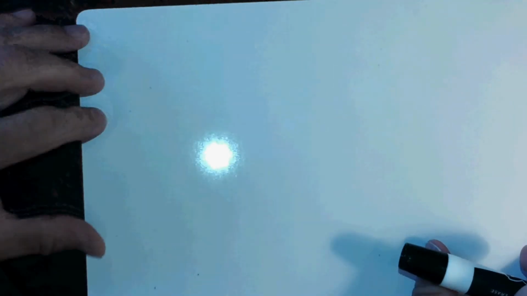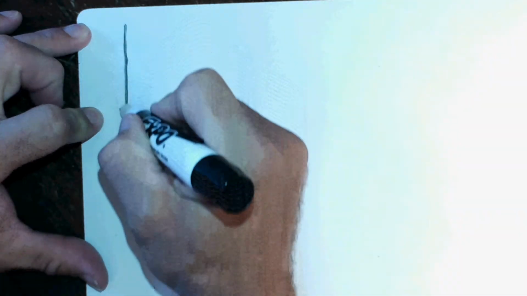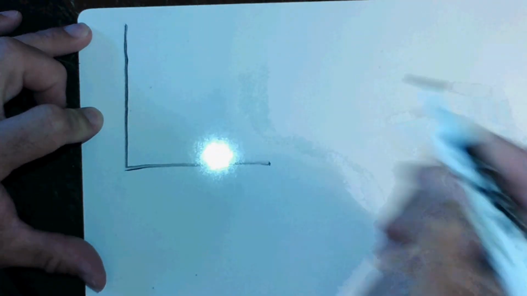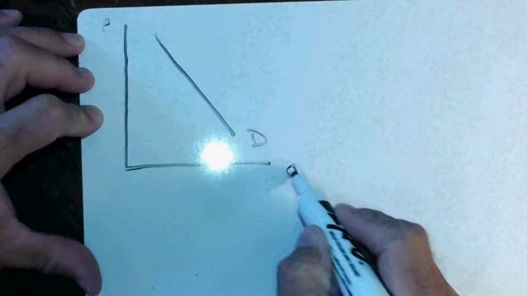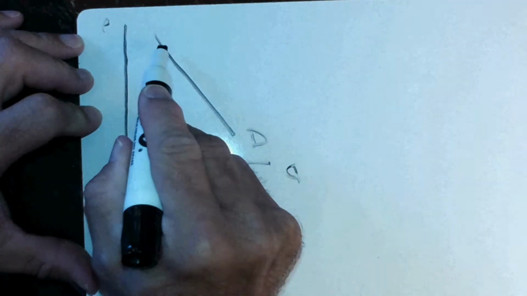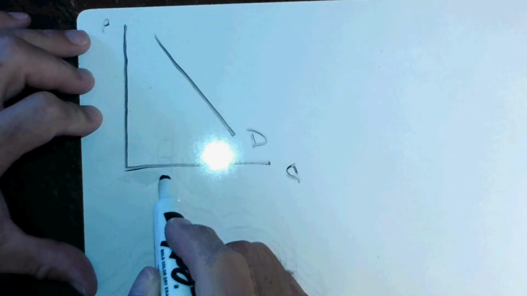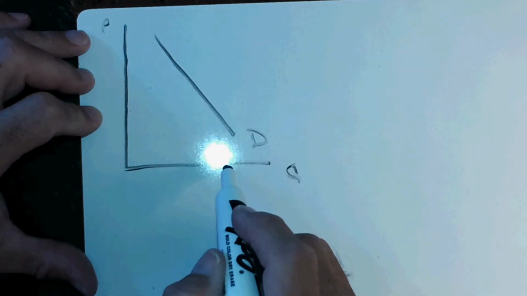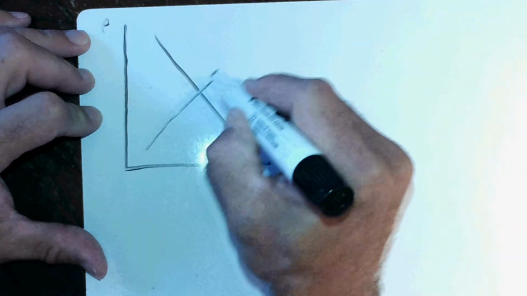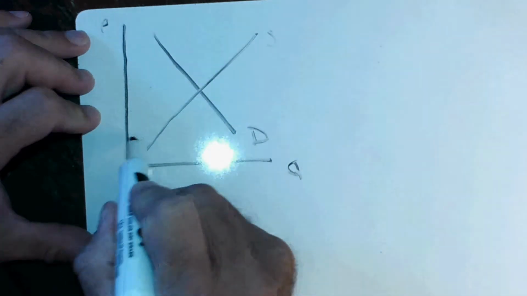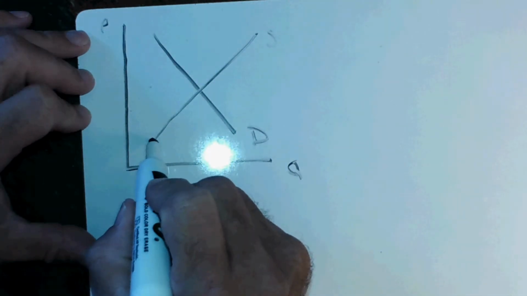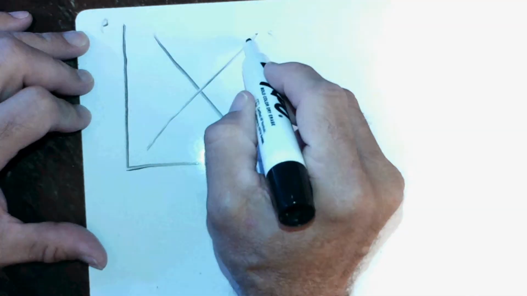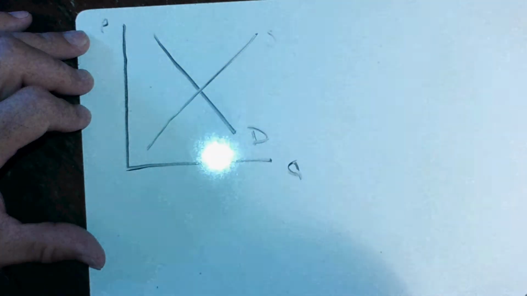So let's put supply and demand on the same graph. Demand is a negative relationship between price and quantity. At a high price, there'll be very little quantity demanded, and at a low price, there'll be a higher amount of quantity demanded. But we don't know what price will prevail. Similarly, for supply, at a low price, there'll be a low quantity supplied, and at a high price, there'll be a high quantity supplied, a positive relationship between price and quantity.